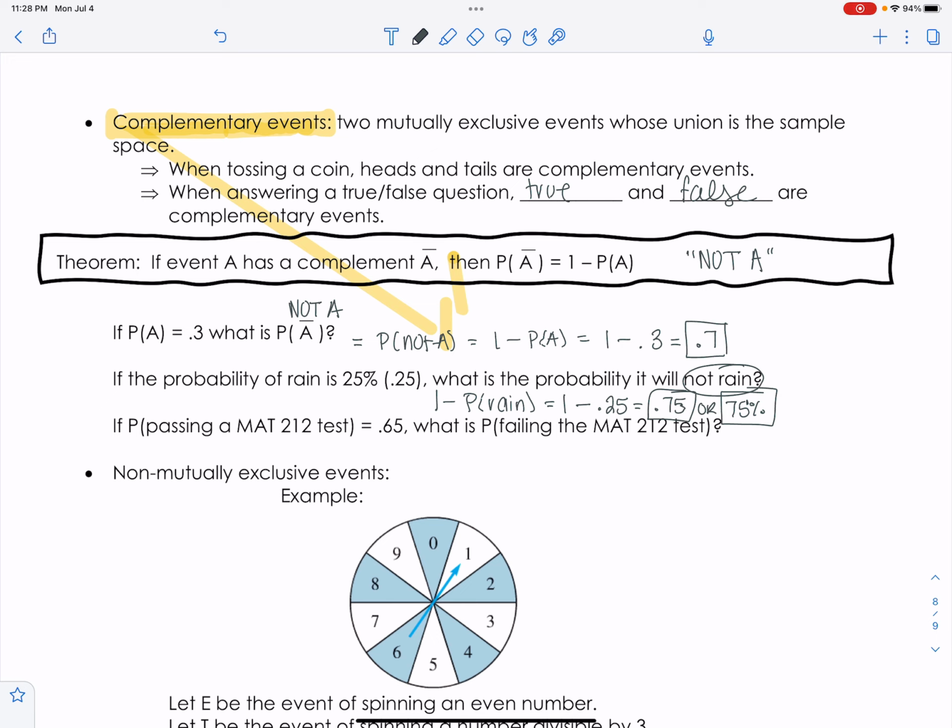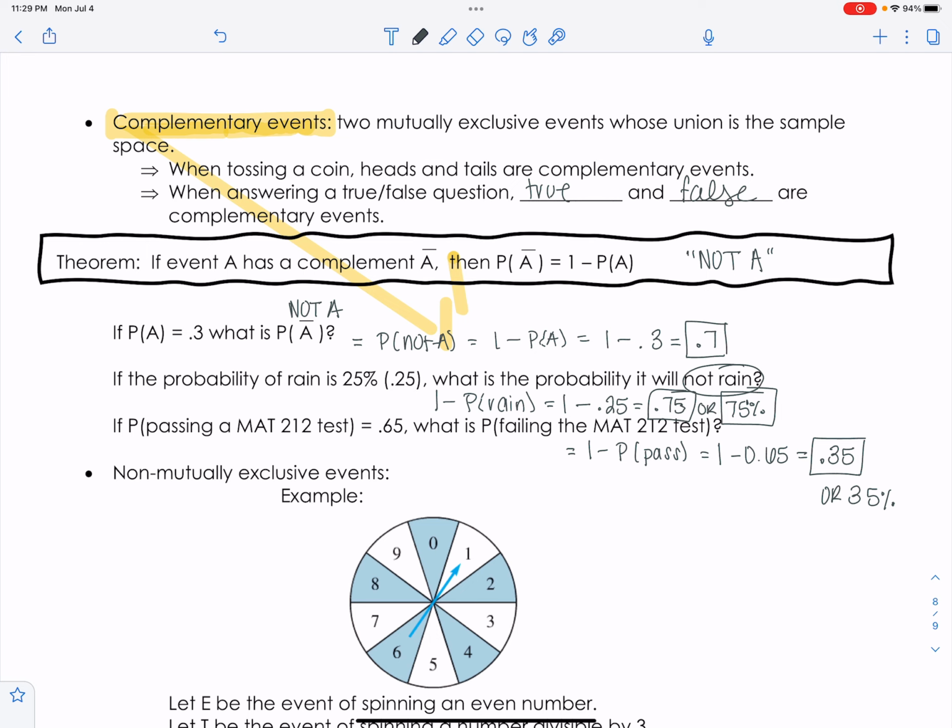If the probability of passing a Math 212 test is 0.65, what is the probability of failing the Math 212 test? Because you can either pass or fail, those are complementary events. And so the probability of failing a test is going to be 1 minus the probability of passing, which is going to be 1 minus 0.65, and give me a probability of 0.35 or 35% if they had asked me the answer in a percentage.